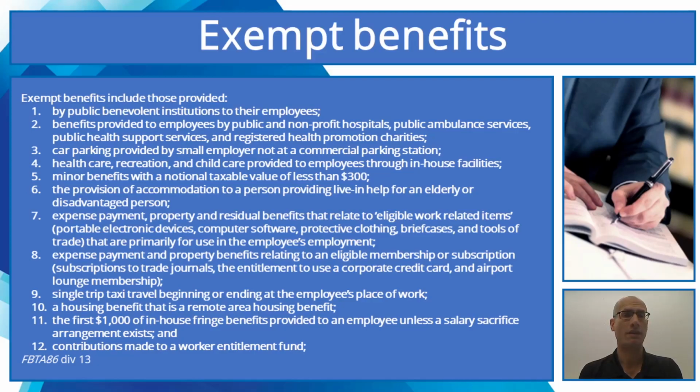And having a little scan through this list here, some examples are healthcare, recreation and facilities, and childcare that is provided to employees in-house. If you were, for example, to give your employee on the top marginal rate in-house childcare facilities, that would be an exempt benefit. So you could spend $10,000 and put that towards the employee, and ultimately that employee is getting the full $10,000 worth of benefit.